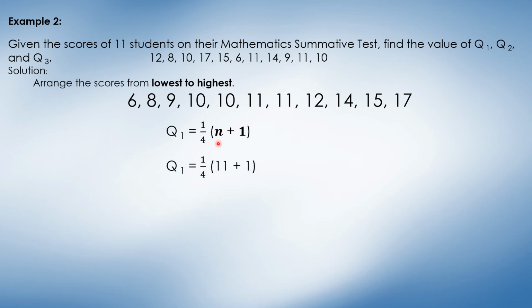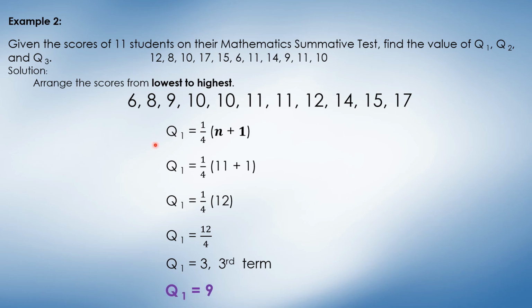By substitution, we have here 1/4 multiplied by the sum of 11 and 1. So 11 plus 1 is equal to 12. 1/4 multiplied by 12. Multiplication of fraction. So 12 times 1 is 12. Copy 4 for our denominator. So first quartile is equal to 12 over 4. So 12 divided by 4, the first quartile is equal to 3. So we need to get the third term. First, second, third. So the first quartile is equal to 9.